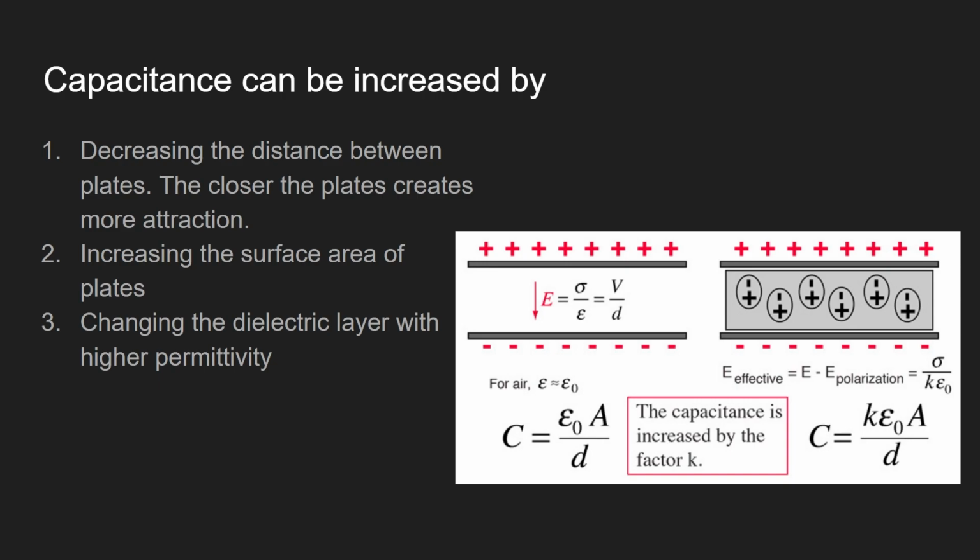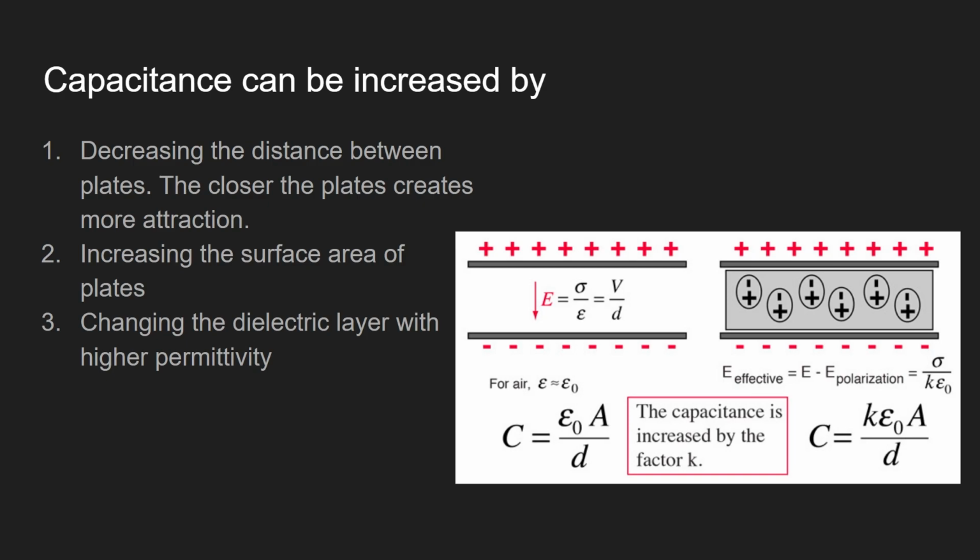How can we alter a capacitor? First, you can see that C is epsilon naught A over D. So if the space between the metal pieces is shorter, you know that charges attract each other, right? The attraction force will become stronger and stronger, so the capacitance increases, okay? Because the attraction force is stronger. So if you put them apart, the attraction force is weaker.